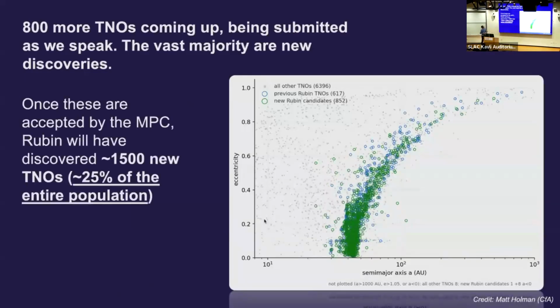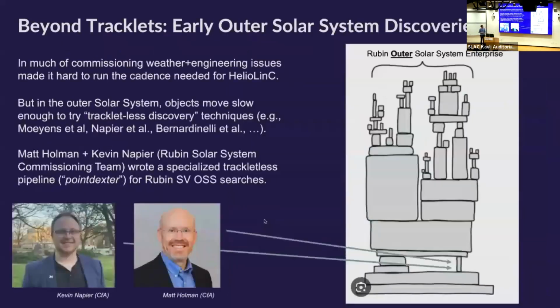And once these are accepted by the MPC, I bet that there are going to be some known objects in there, some objects linked to some very old observations. But I bet we're going to have on the order of 1,500 new TNOs discovered by Rubin with essentially less than a year's worth of data. And data taken in engineering time during very challenging weather as well. And that is 25% of the entire population at this point. So it kind of gives you a sense of what we can deliver and what we will be delivering going forward. So thank you, Matt and Kevin, for doing this part. So if you're working on the outer solar system enterprise, then Matt and Kevin are here.